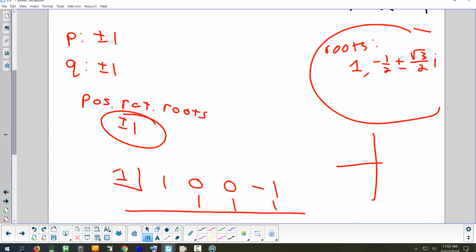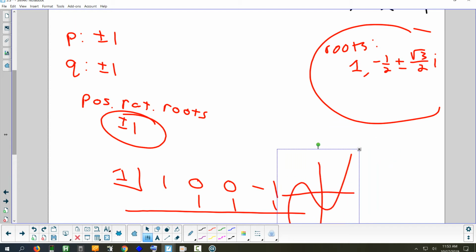Yeah, that would be something that would look like this if you graphed it. 1, 2, 3. This particular problem, if you graph it, is going to look something like this. It's going to cross 1 time. And that's it.